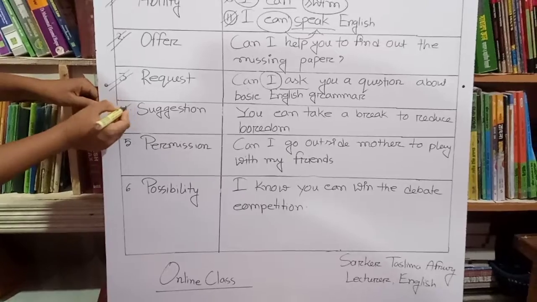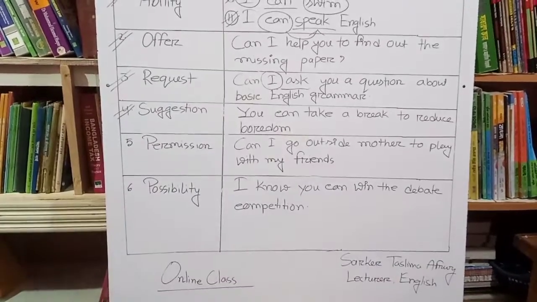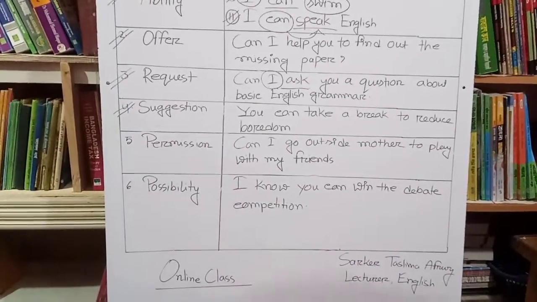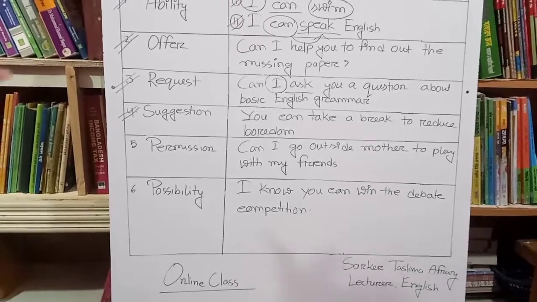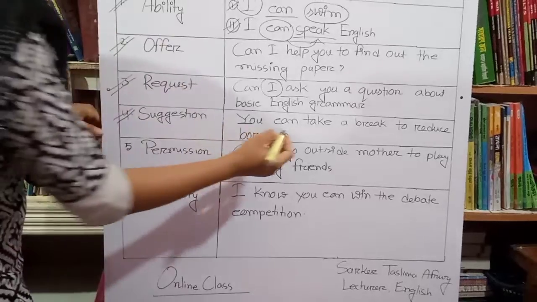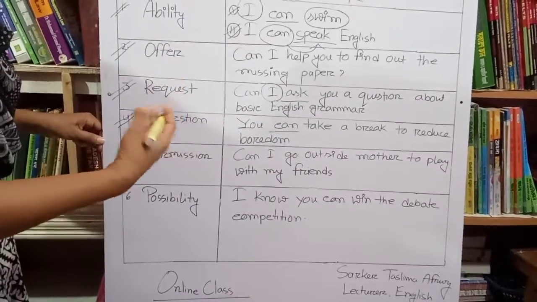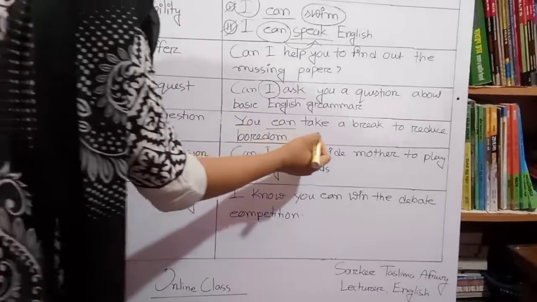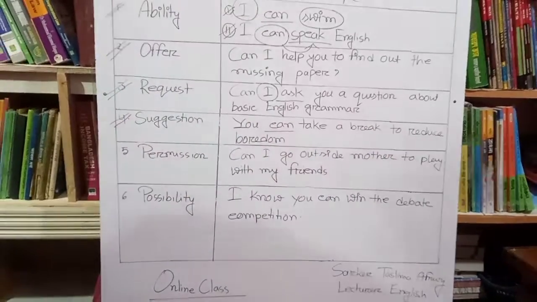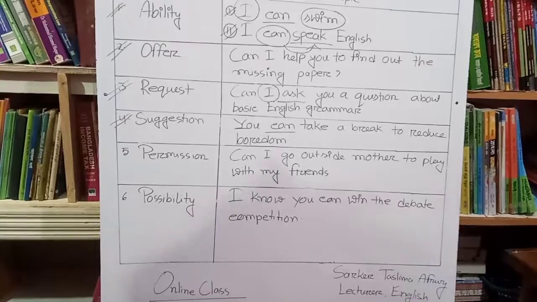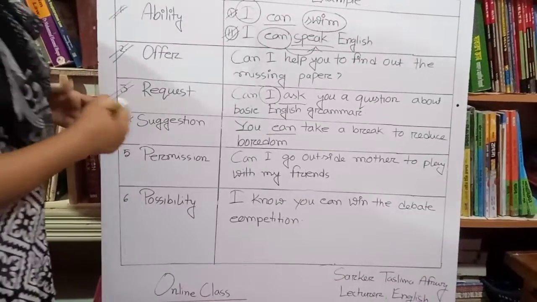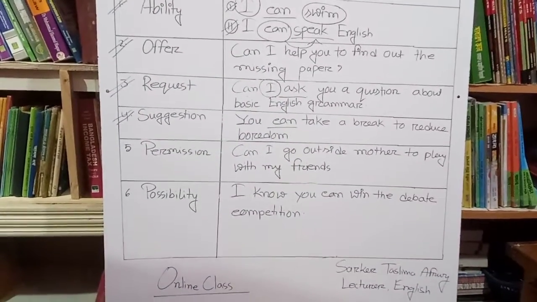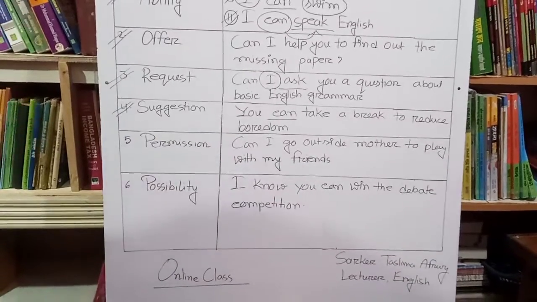Well, next comes suggestion. Well, dear learner, sometimes a situation comes when you want to give a suggestion to your friend, to your family or anyone. In that case, without hesitation, you can use can to give him or her a suggestion. So for example, as you can see, you can take a break. That means the person you are talking to is actually exhausted, feeling bored. So you are suggesting that he can take a break to reduce boredom. It's quite good.